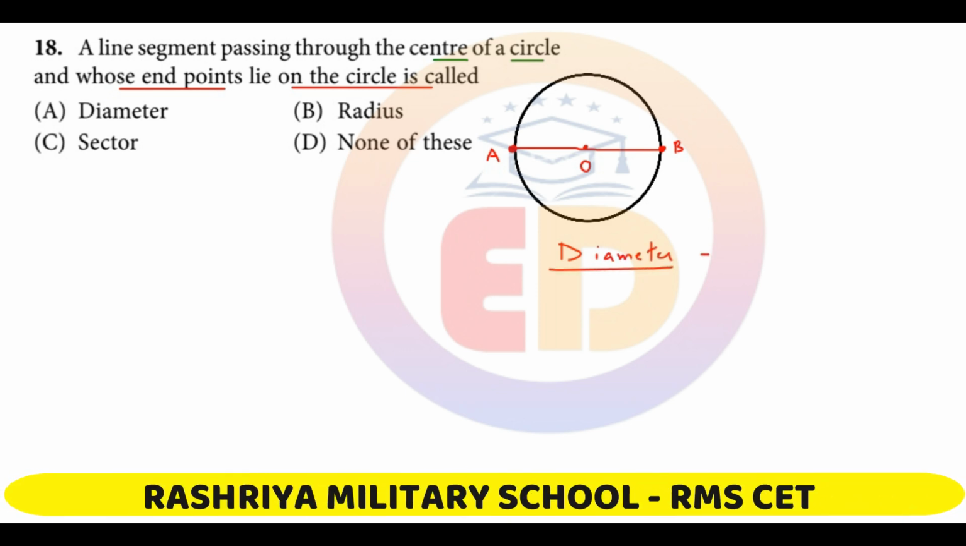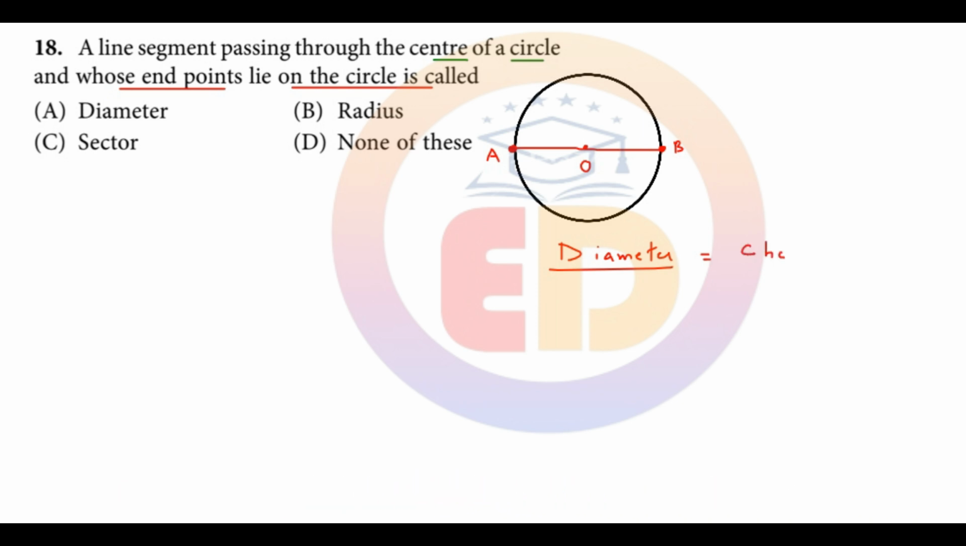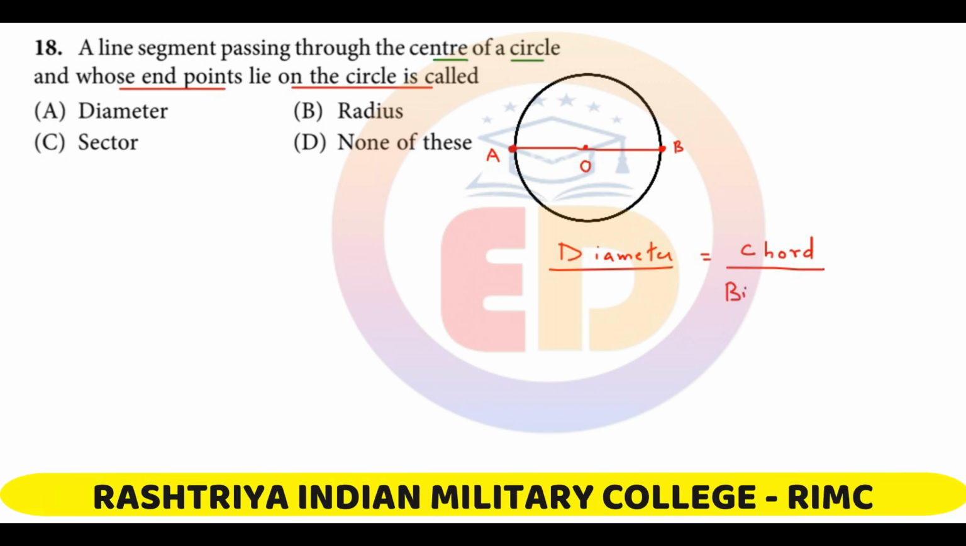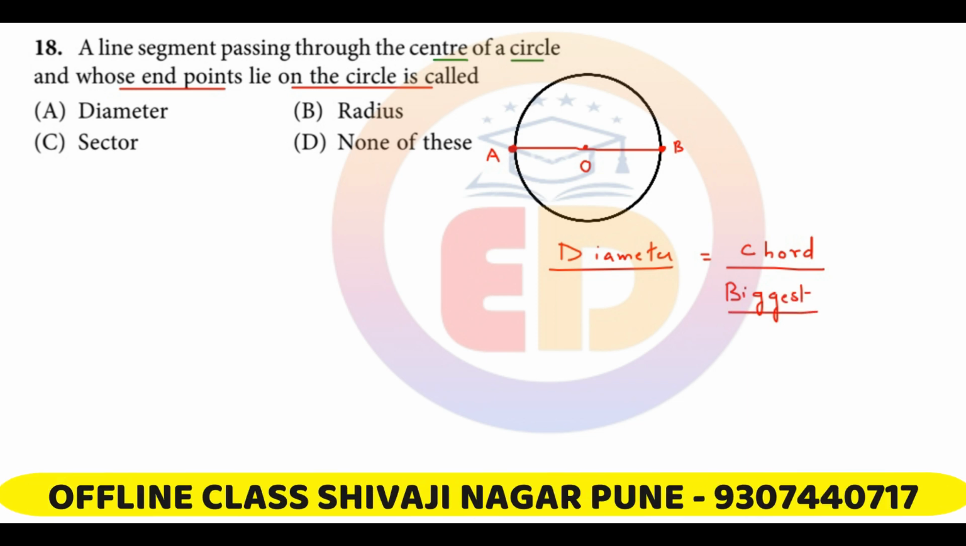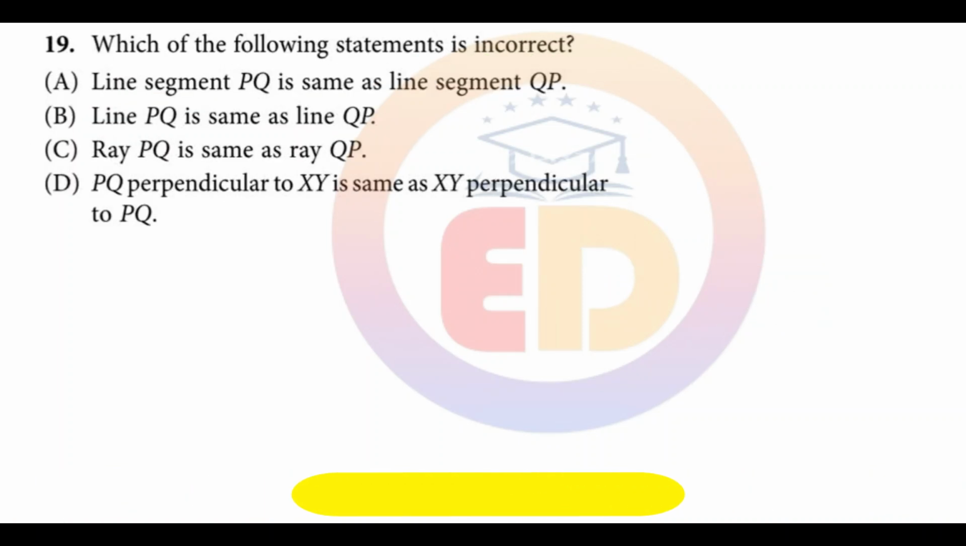Remember, a diameter is also a chord, and it is the biggest chord of the circle. Answer will be option number A.